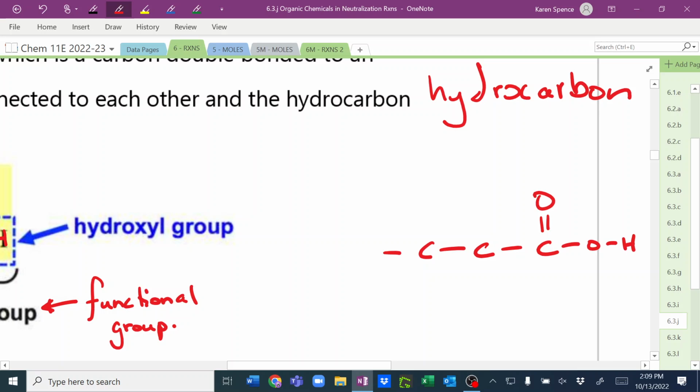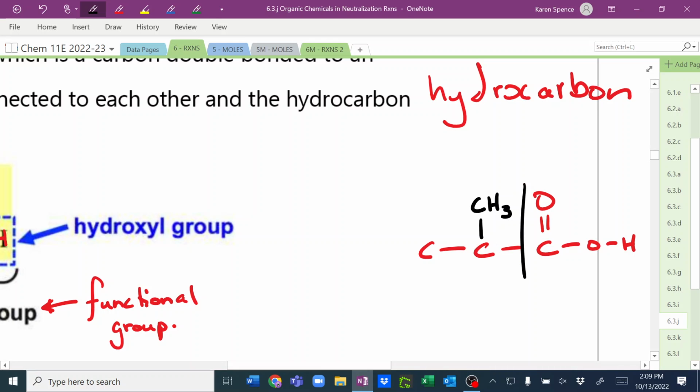Well, if you were to put your carbon on, like, let's say we put it here, that would be then butanoic acid, right? But if you put it here, that would be methyl propanoic acid. Yes. Okay.